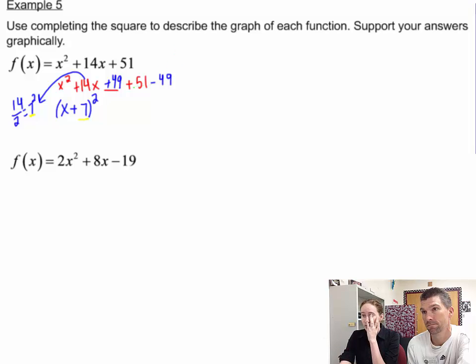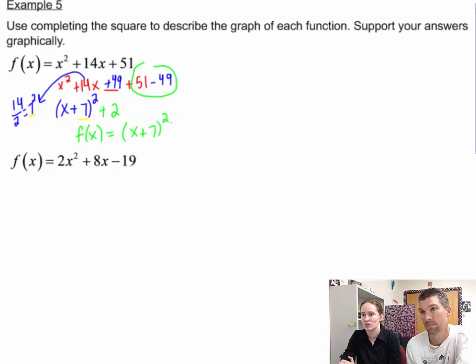We also need to come over here and figure out what 51 minus 49 is. I know that one. Plus 2. So we've completed the square. Our function in vertex form is, in parentheses, x plus 7 squared plus 2. And then we can describe the graph of that function because this is a graph that we've shifted 7 units to the left and 2 units up.